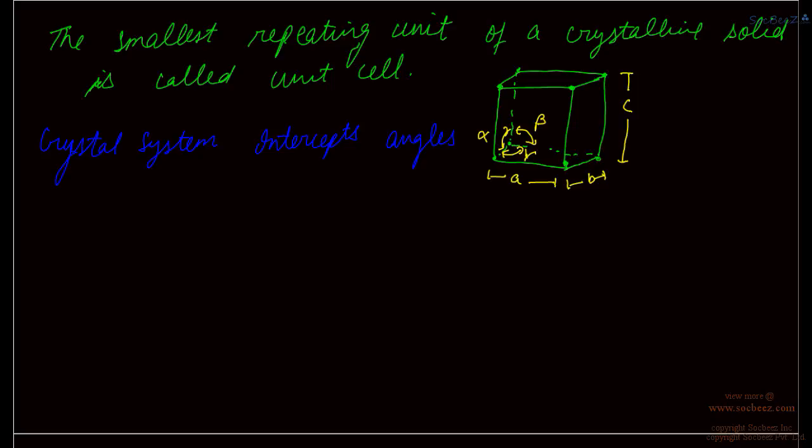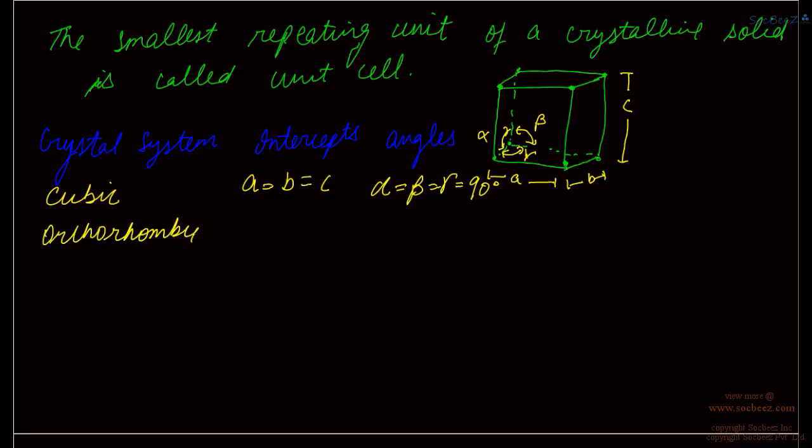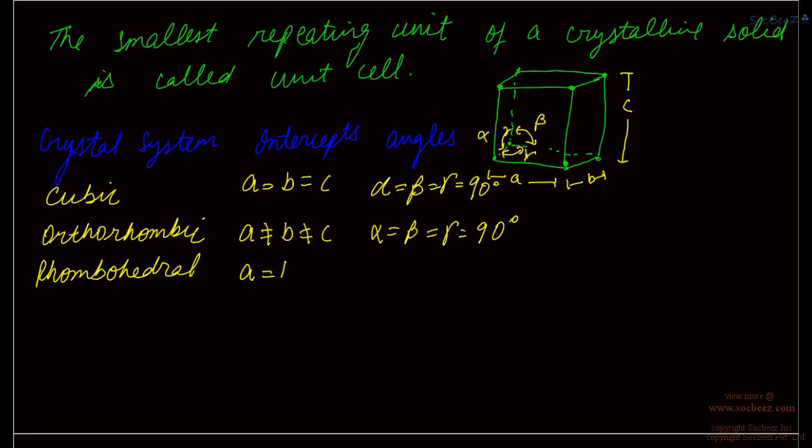So the first crystal system is cubic, which is the simplest form of unit cell. Its intercepts are A equals B equals C, and the angles are alpha equals beta equals gamma equals 90 degrees. Other is orthorhombic. In this case, all 3 intercepts are different, but the angles are the same: alpha equals beta equals gamma equals 90 degrees. Rhombohedral: in this case A equals B equals C, but alpha equals beta equals gamma not equal to 90 degrees.